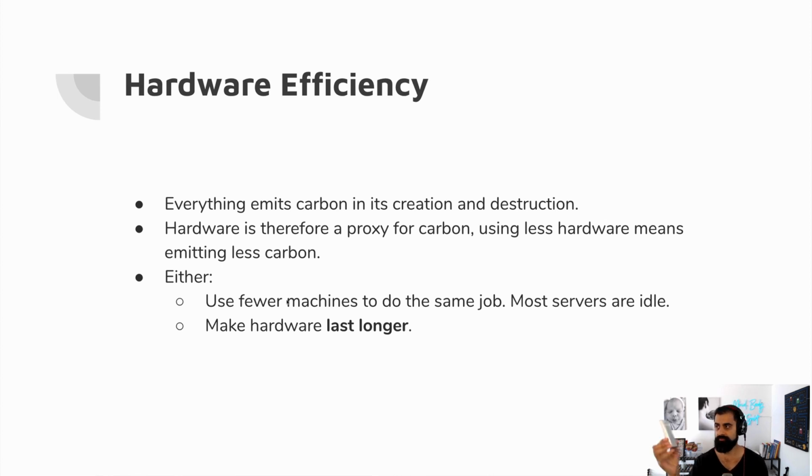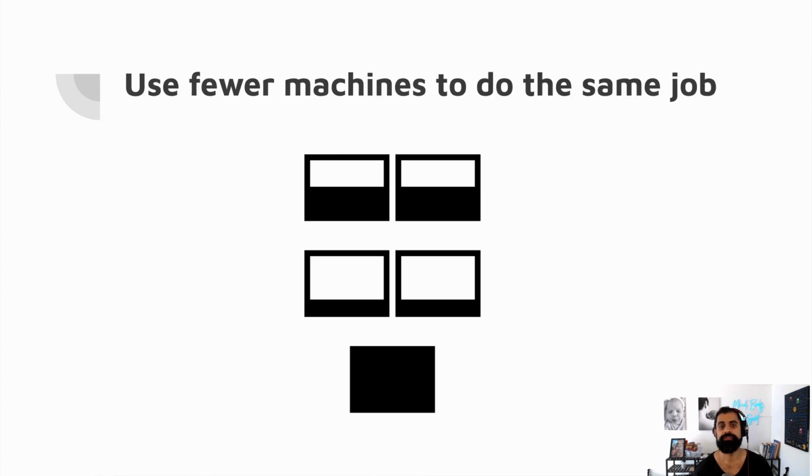But if you've got a mobile phone, imagine it's my mobile phone, you can't use less of a mobile phone. So how does hardware efficiency relate to mobile phones? Oh, I think I actually have some slides I forgot. Yeah. So using fewer machines to do the same job.